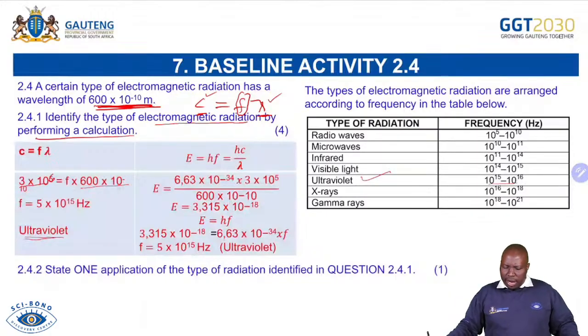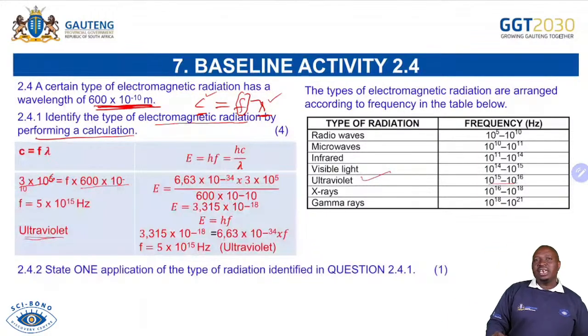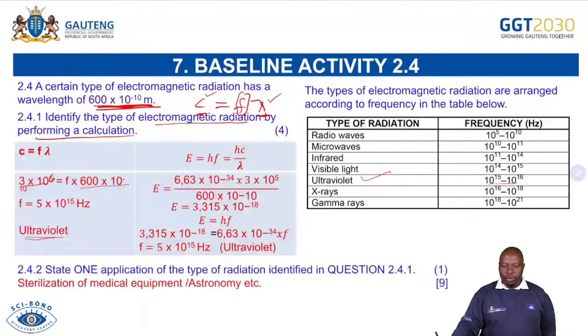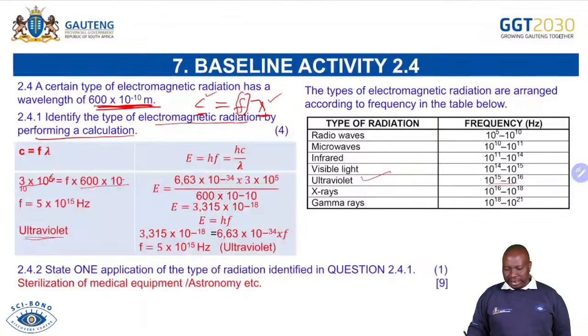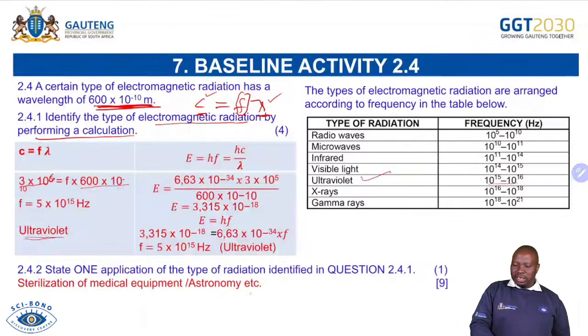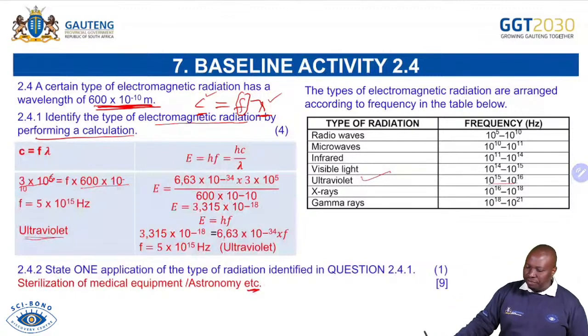Now, state one application of the type of radiation identified. Ultraviolet, where do we use the ultraviolet? You will see that when you're dealing with medical equipment, you will use UV for sterilization, or they use it in astronomy. So it's important that you know this, and you say etc. You must know as many applications as you can, because as a science learner, you have to have that knowledge.